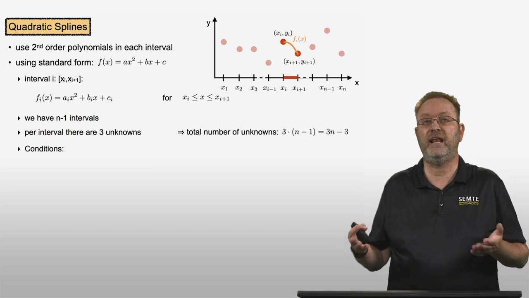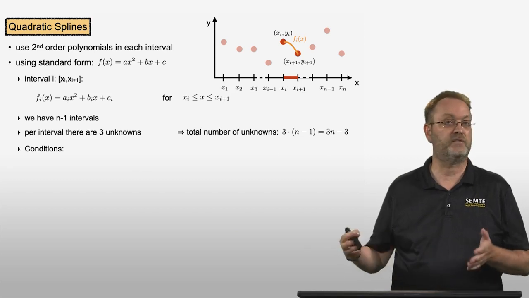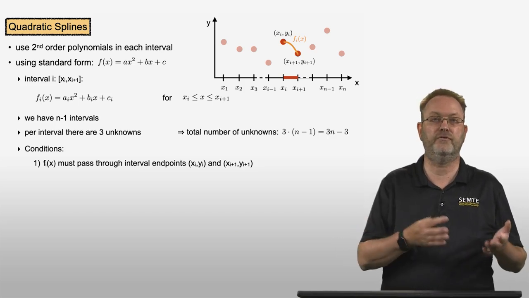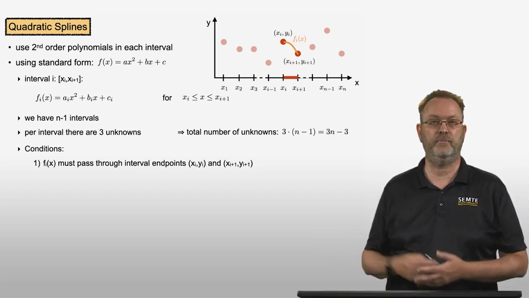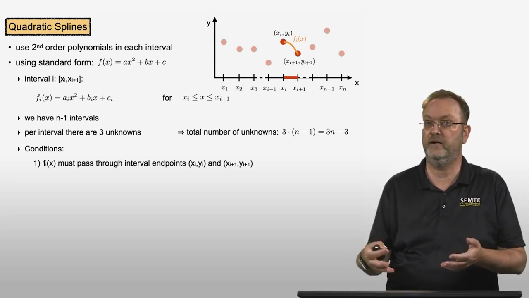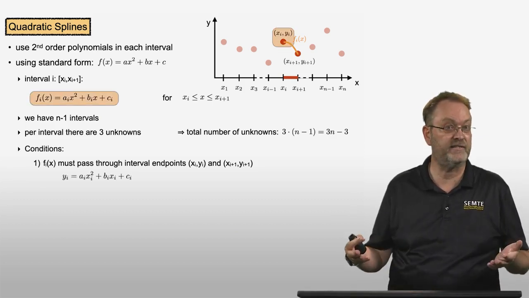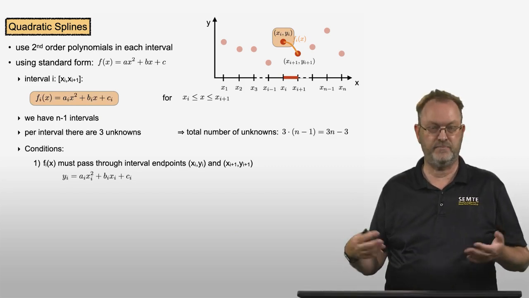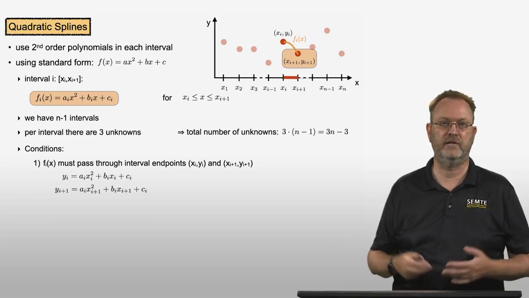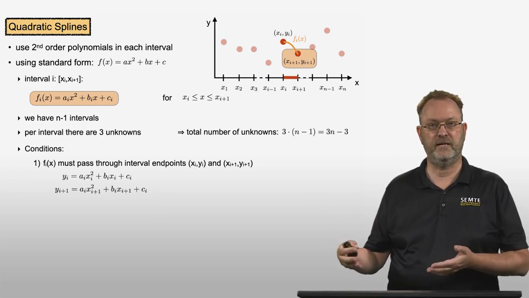Now, what are the conditions that let us determine these 3n minus 3 unknowns that define the quadratic spline in each interval? Well, first of all, the f of x must pass through the interval end data points. So meaning when I plug in xi, I want to get back yi. If I plug in xi plus 1, I want to get back the value of yi plus 1. So let's plug this in. So I get yi is equal to a sub i xi squared plus b sub i xi plus ci. And if I plug in xi plus 1, I get yi plus 1 is equal to a sub i times xi plus 1 squared plus b sub i xi plus 1 plus ci.